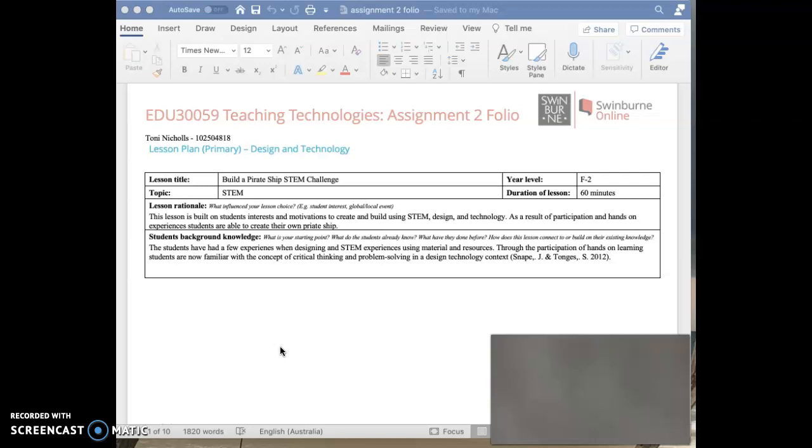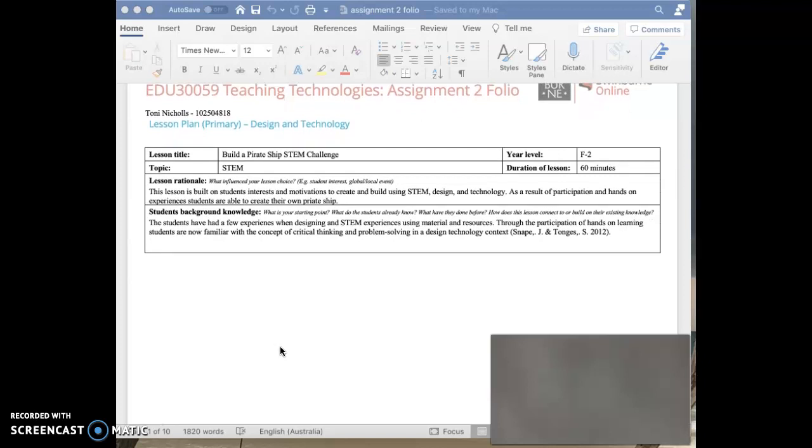The lesson is built on students' interests and motivations to create and build using STEM, design and technology. Students are to build a pirate ship of their choice. As you can see here, the activity was chosen to show a highly developed interest in hands-on experiences, which the students are engaged in.